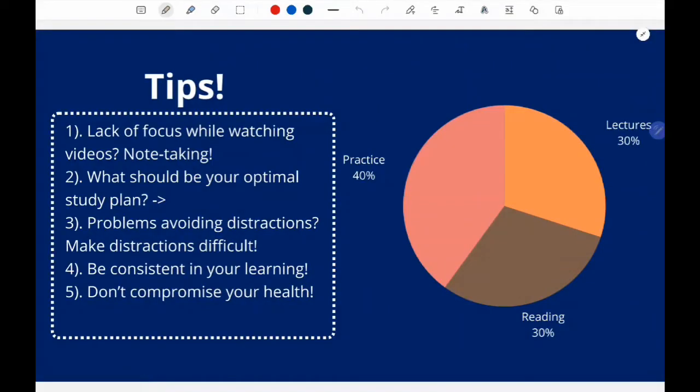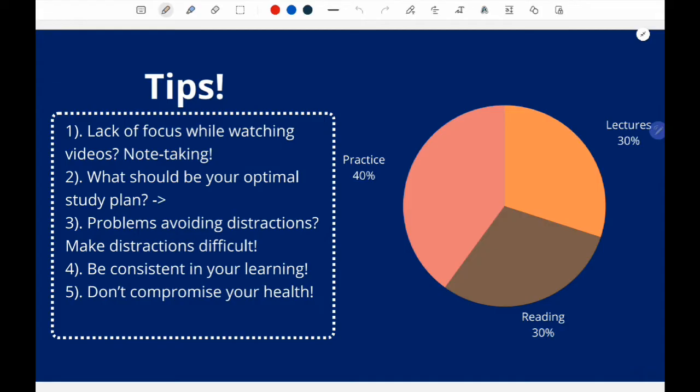Firstly, coming to the tips. Do we ever feel a lack of focus while watching videos? We all feel the same, right? So one important suggestion I would give is to take notes. Note taking will help you improve your attention and focus. And by note taking, I don't mean full-fledged notes. I just mean you can keep a note nearby, and whichever point you feel is important, you can note it down. And you're also welcome to take full-fledged notes, because it will be helpful for you to revise later.